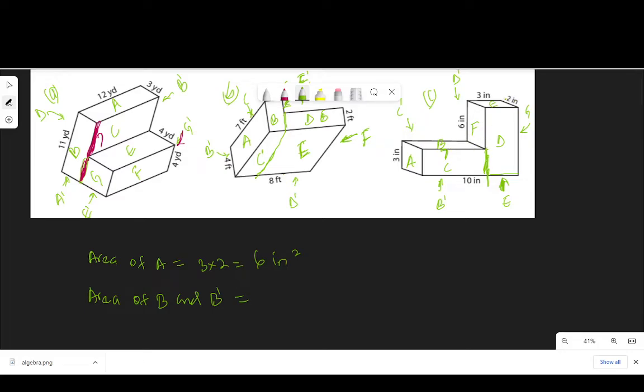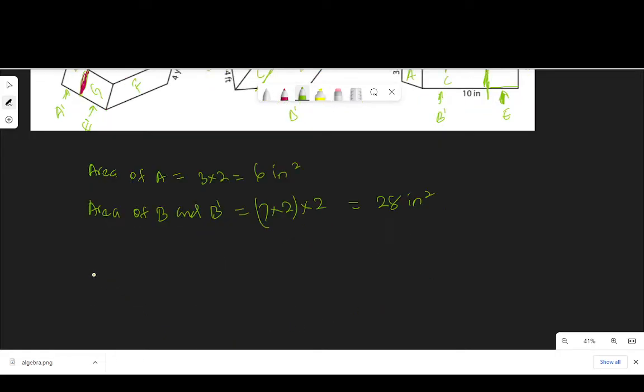Look at this 2 right here. It's the same length of line here, the same length here. So 7 times 2, then multiply by 2 of them. That's B and B prime, which is 7 times 2, 14, 14 times 2, 28 inches squared.